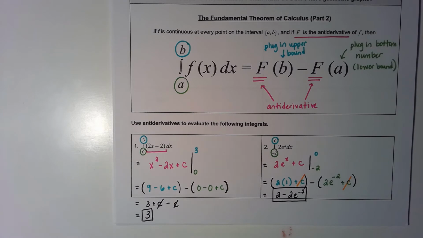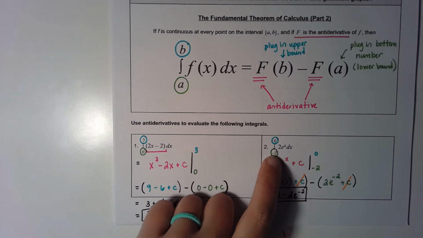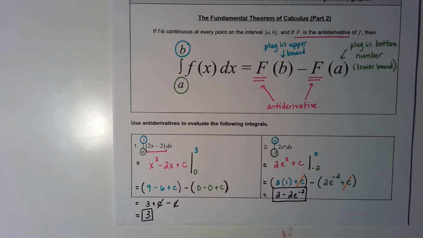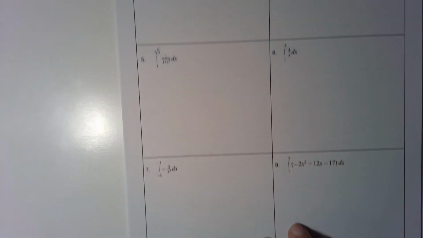Now, remember, we're still finding an area here. What I'm asking you is how big of an area would be between the graph of 2 e to the x between negative 2 and 0? And the answer is, if you typed this in on the calculator and got a decimal, that's how big that area would be. So you're still finding an area here. We're just using an antiderivative to do that. Let's go ahead and look at some more examples.